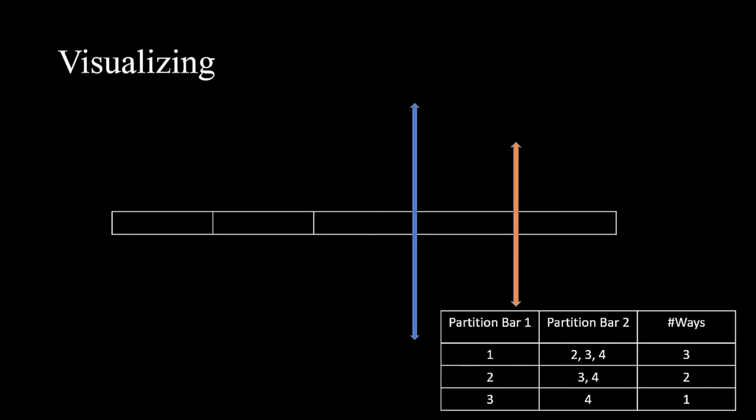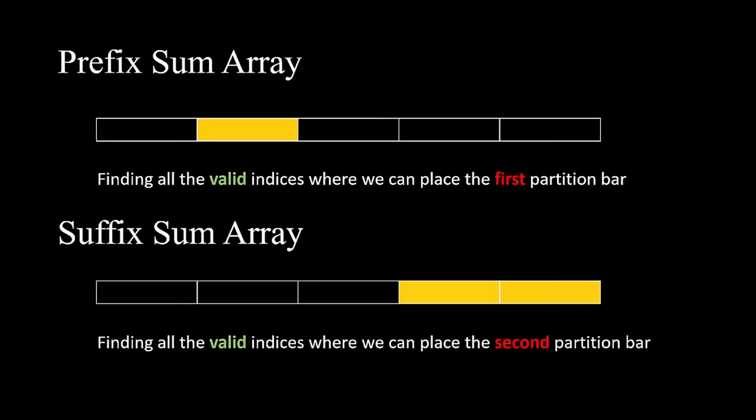Now I have prepared this table where you can find the maximum possible ways to split one array into three different parts. But I am talking about technical possibilities, not the mathematical possibilities. To check mathematically whether it is possible or not for one array, we'll prepare two arrays. One is a prefix sum array, and another one is a suffix sum array. The prefix sum array will help us find all the valid indices where we can place the first partition bar, and the suffix sum array will help us find the valid indices for the second partition bar.